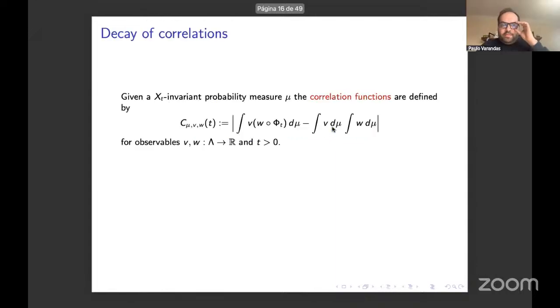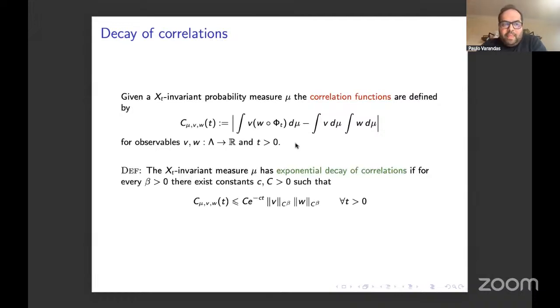Okay, so studying decay of correlations, you can define correlation functions by this formula here, which is very well known, which just measures the asymptotic independence of the observables V and W composed with the flow. And so if the measure is mixing, this tends to 0, and you are interested in understanding at which speed this happens for classes of observables. And we will say that mu has exponential decay of correlations if these correlation functions decay like an exponential times the product of the norms of each of the observables in Hölder condition. This is the Hölder norm of the observables. I will always think about Hölder observables.